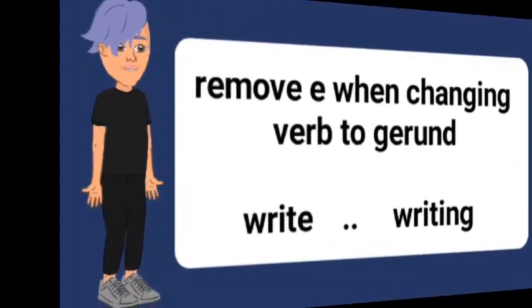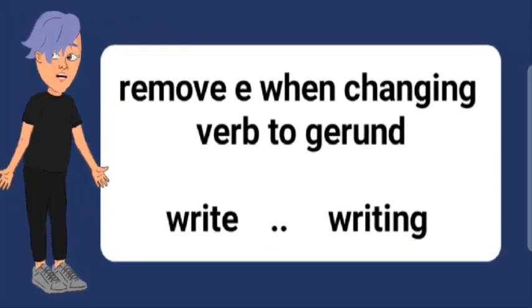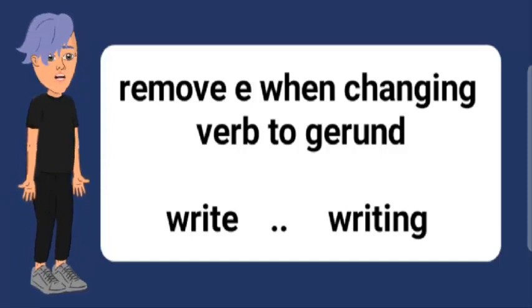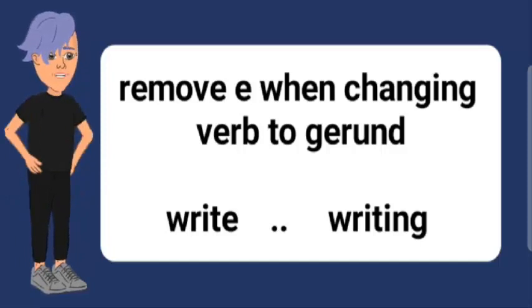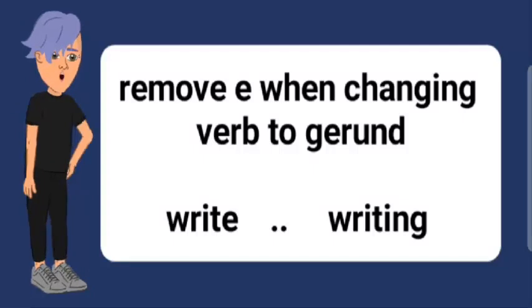Right. In parts of speech, to help you with spelling, we have what we describe as a gerund. That's when we add -ing to a verb. So, I don't like smoking. Smoke is a verb, and -ing is added to it, and that turns it into a gerund.